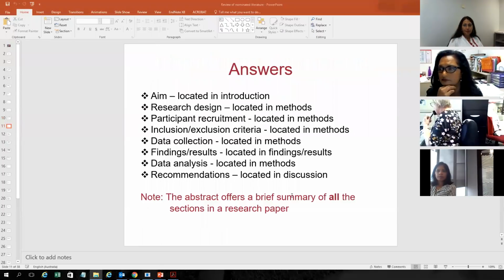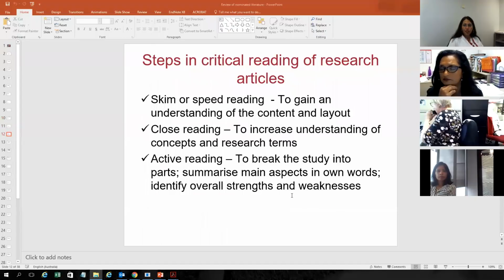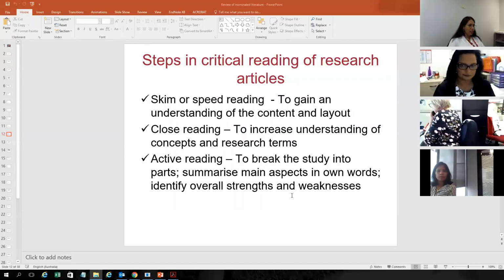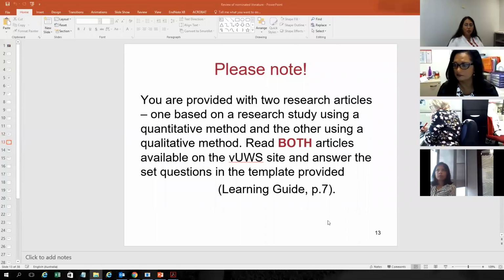Okay. And those are the answers we just talked about. Before you start your assignment, please make sure you read your articles. So what do you need to do? For this particular assignment, you're provided with two research articles. One based on a research study using a quantitative method and the other using a qualitative method. Read both articles available on your View site and answer the set questions in the template provided.